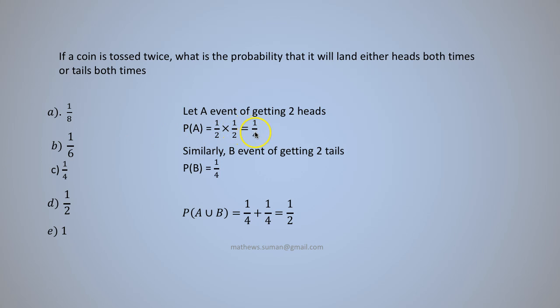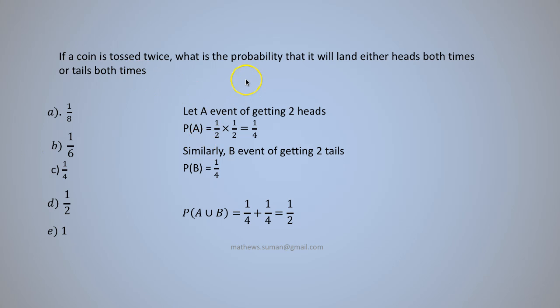Let A be the event of getting 2 heads. So probability of getting a head is half. So probability of getting 2 heads will be half into half, which is 1 by 4. B is the event of getting 2 tails. So probability of getting B will be again half into half, which is 1 by 4.